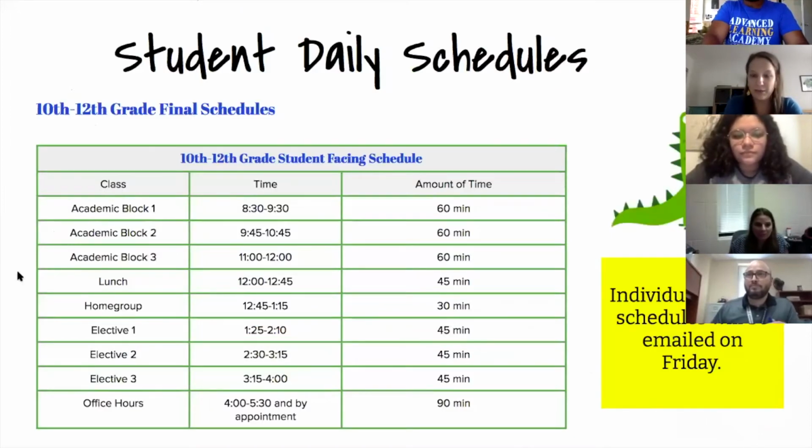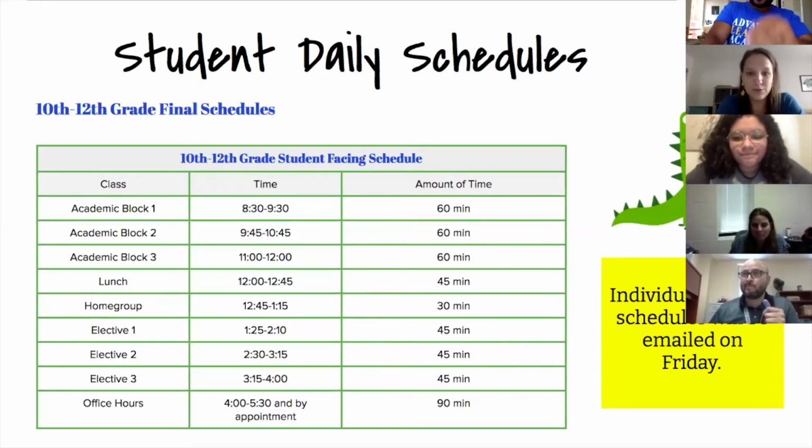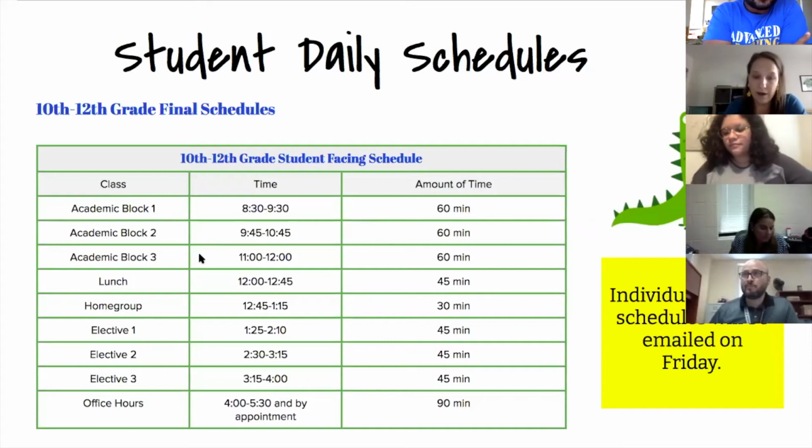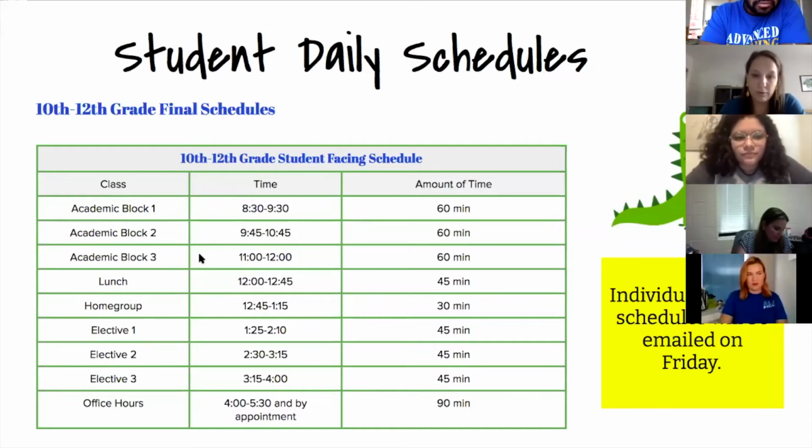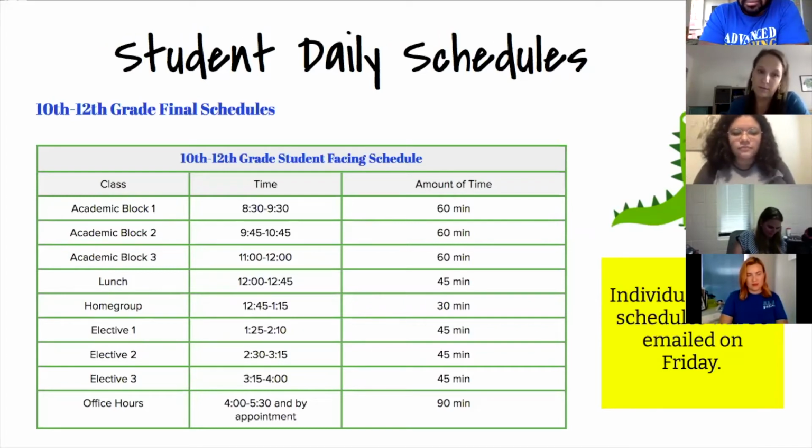Here's a question that we've been getting over and over again. What is our schedule? Here's the overall schedule. You're going to receive your individual student schedule via email on Friday. In the morning, you will have 3 academic blocks that are 1 hour each, a 45-minute lunch break, then a 30-minute home group. You'll find out whose home group you're in Friday. You'll have 3 electives in the afternoon for 45 minutes each, and then we'll have office hours after school like usual. We will teach you how to sign up for office hours in Canvas during that first week of school.